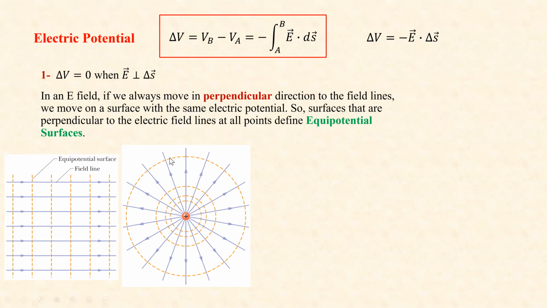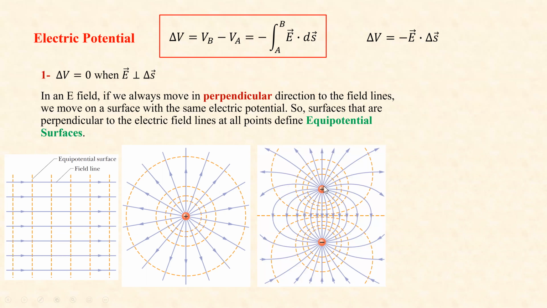So these spheres are equipotential surfaces, but each one has a different potential. We're going to talk about that in a moment. Or if you have two charges, plus and minus, you see that the field lines look like this. And then these are equipotential surfaces, and they are not spheres anymore, because the presence of the other charge creates an electric field that is patterned like that, and it modifies the equipotential surfaces.